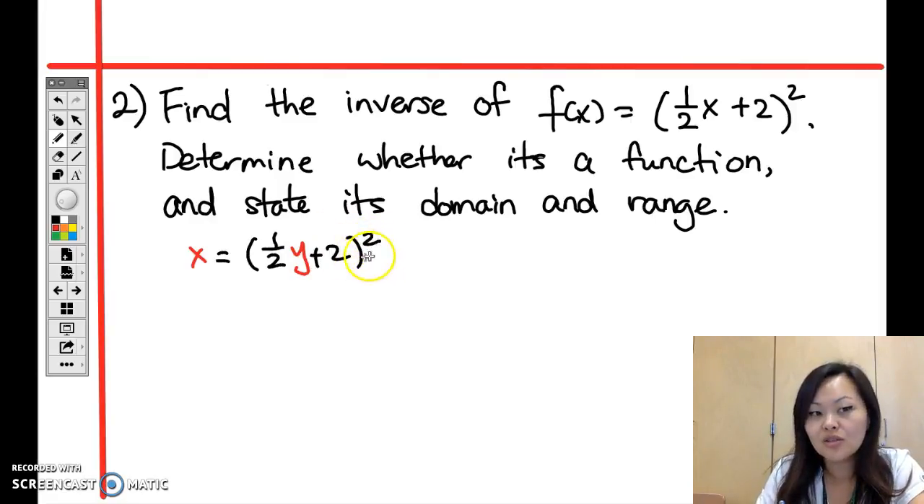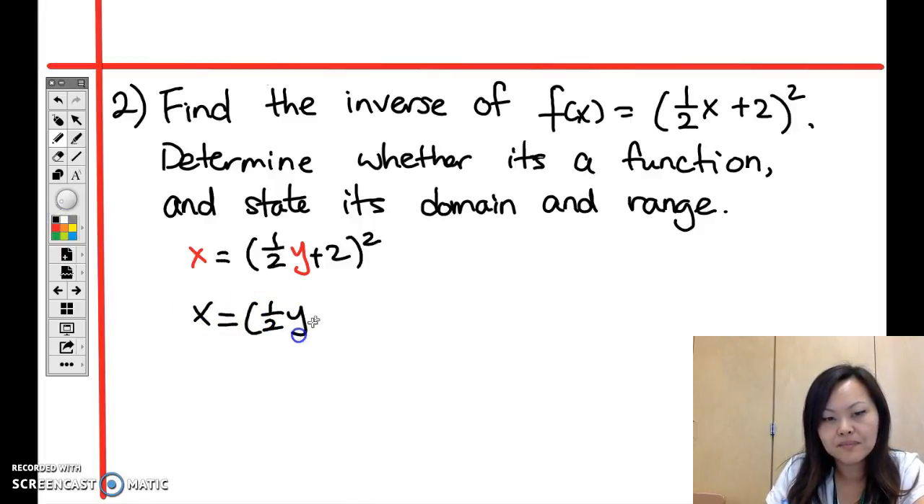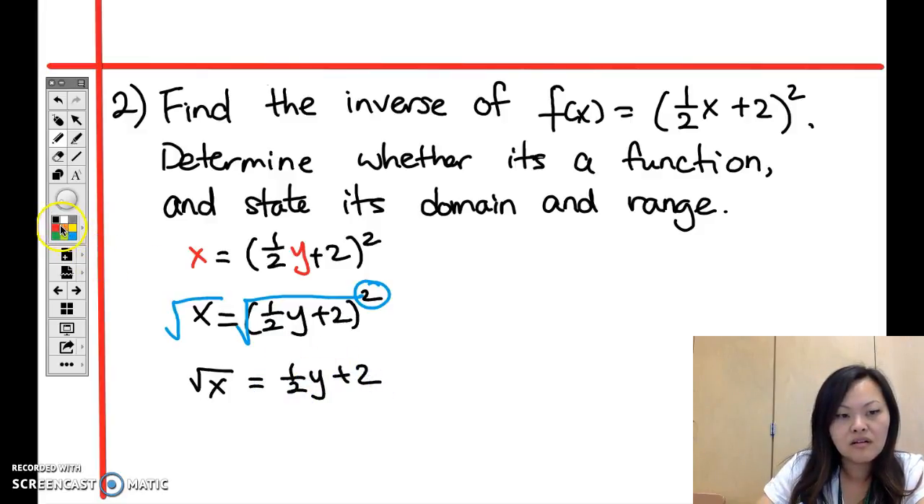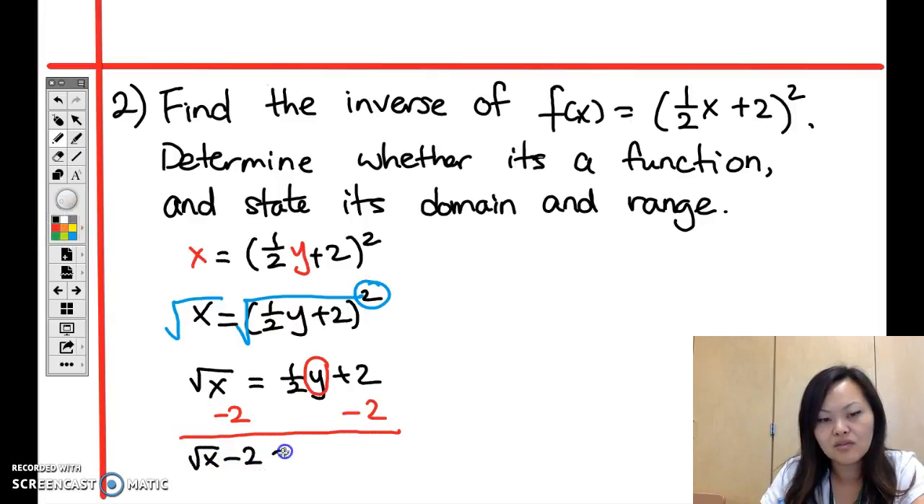That means we have to undo the square. In order to undo the square, we have to actually find the square root, okay? So let me rewrite this. So to undo the square, we have to find the square root of both sides, okay? So then we're going to end up with square root of x equals 1 over 2y plus 2. Now, my goal is to leave the y by itself. So I'm going to go ahead and subtract 2 from both sides of the equal sign. So I have square root of x minus 2, and that equals 1 over 2y.